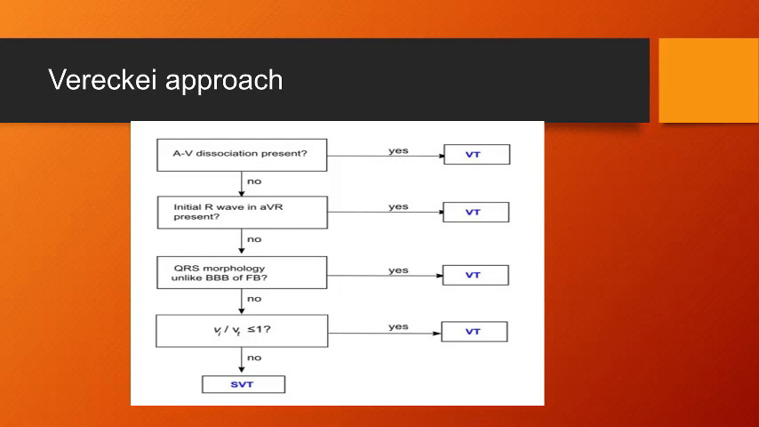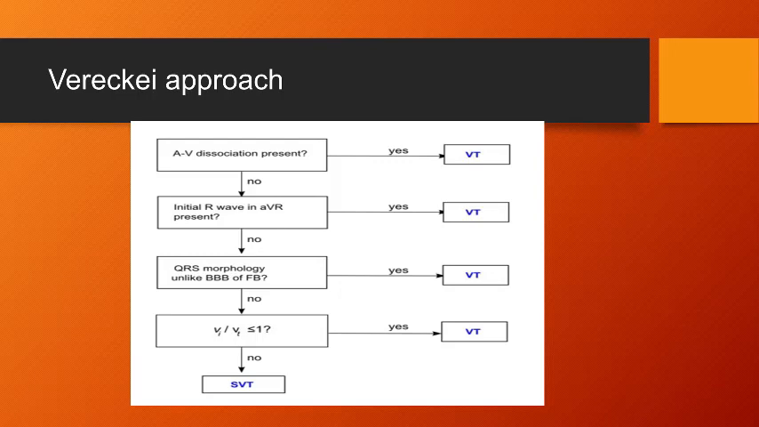If there is an initial R wave present in the AVR, then this shows it is a VT. If there is no R wave in the AVR, then we have to look at the QRS morphology. If the QRS morphology is like a bundle branch block, then it is a VT. But if it's not like that, then we will have to go through the Vi over Vt ratio. If the Vi over Vt ratio is less than or equal to 1, then it is a VT. But if it's not that, then it is a supraventricular tachycardia.